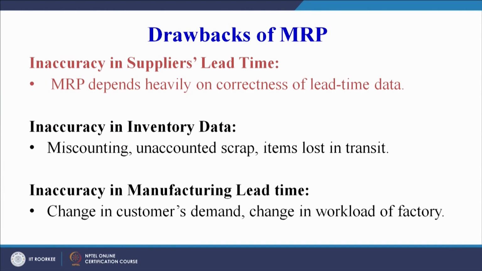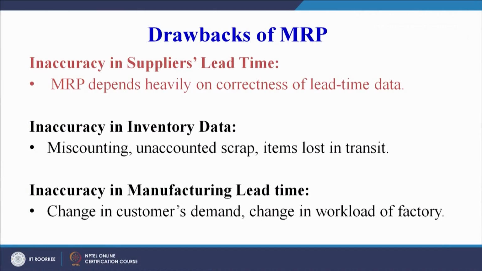So we can see that if there is inaccuracy in supplier's lead time, maybe we know that today we have placed the order, after 10 days we will get our receipt of order, but if we are not getting it in 10 days, it will certainly affect our further operations, because we have done all the offsetting calculations based on our due date of delivery to our customer. So if our supplier is not giving us the material in the agreed lead time, we will be at a loss. So that can be one drawback. MRP depends heavily on correctness of lead time data, and therefore we started our discussion today with the lead time only.